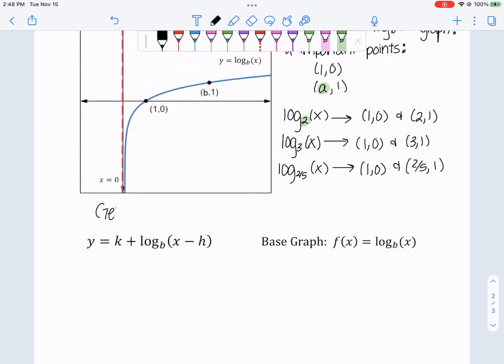This right here is the general form of a logarithm. Now the k could be at the front or at the end, it doesn't matter here, but the general form of a logarithm is y equals k plus log base b of (x minus h). If you remember back from transformations, if we have f of (x minus h), this is shifting the graph left or right based on what h is. So if it's minus, let's say 2, this would shift it to the right 2. If it were f of (x plus 1), this would be to the left 1.